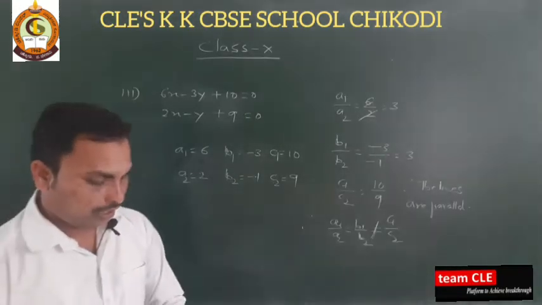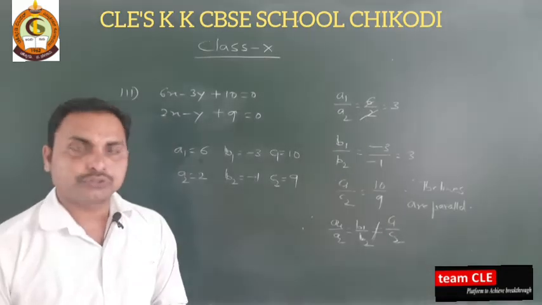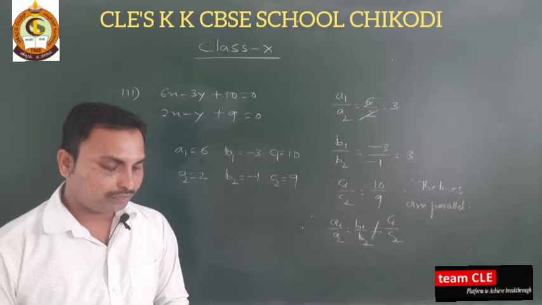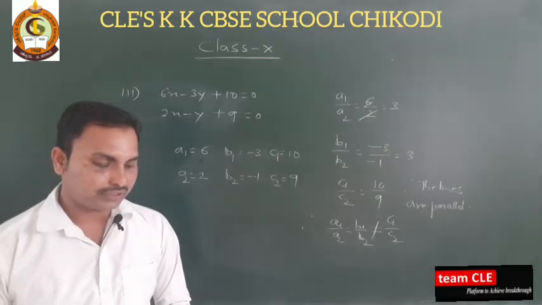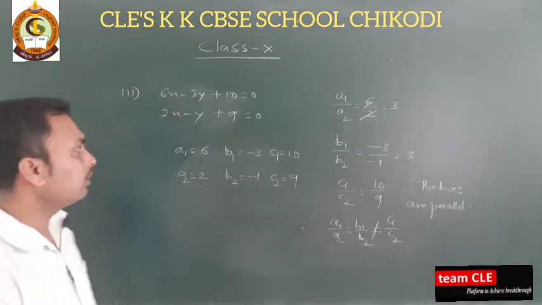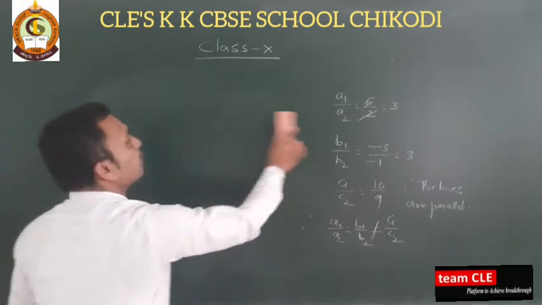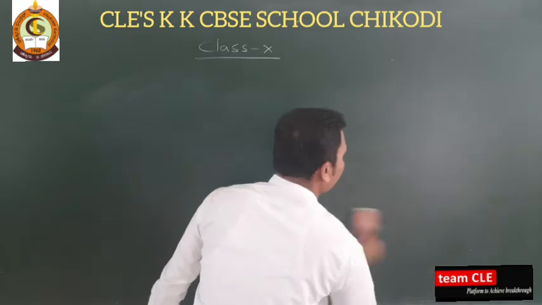Next question: on comparing the ratios a1 by a2, b1 by b2 and c1 by c2, find out whether the following pair of linear equations are consistent or inconsistent. Consistent or inconsistent, we need to find. Now question number 1, let me solve here.